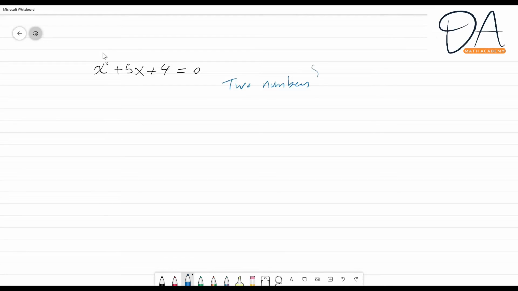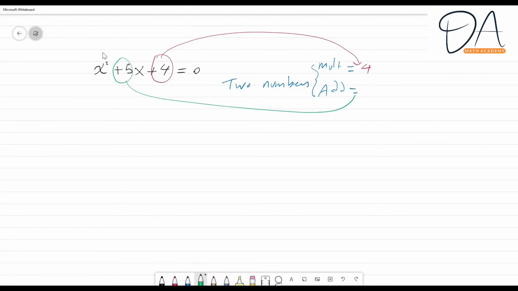These numbers should multiply and give us 4. So we look at the last constant coefficient. This gives us the multiplication value. And when we add them, we should get 5. Okay, so we're looking for these two numbers. When we multiply, we get 4, and when we add, we get 5.